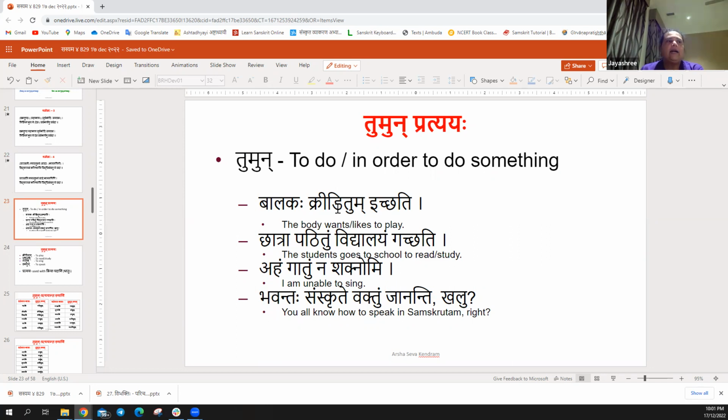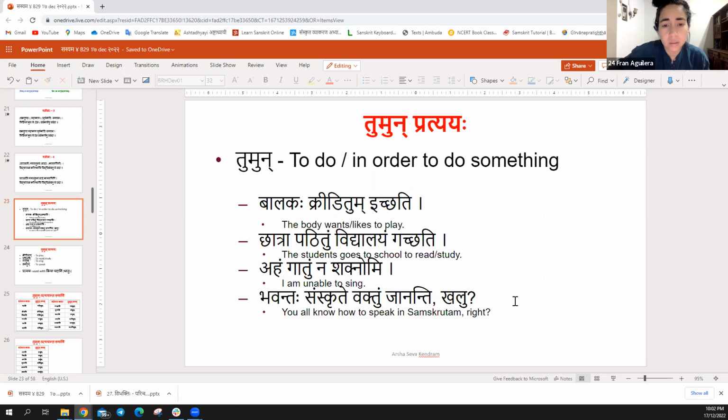So it's like balakaha kriditum ichchati. The boy wants to play. Ichchati, likes to play. So, I like to play: Aham kriditum ichchami. The tum will be to do, in order to do, that way. Fran Mohodaya. Chhatra patitum vidyalayam gacchati. The students go to school to read.